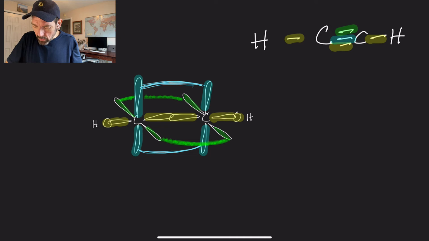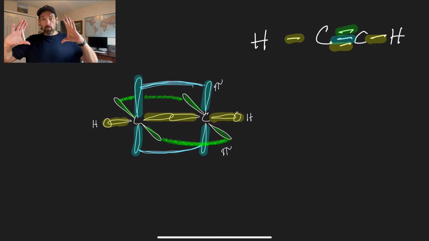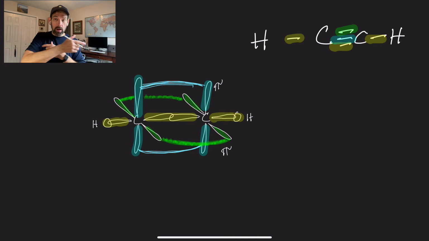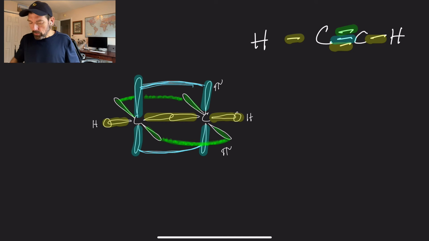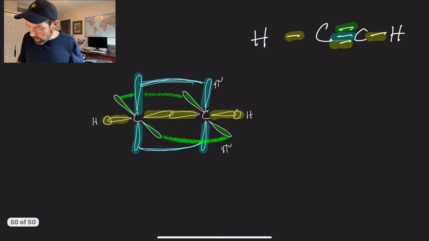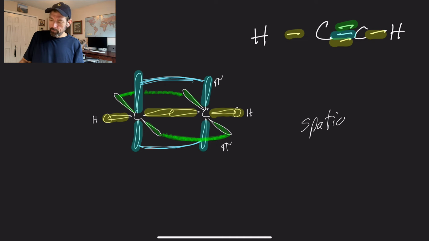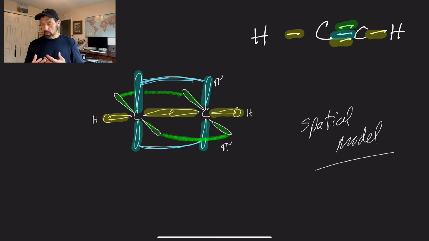So this is a pi bond, and this is a pi bond. Everything that's blue is one pi bond. Everything that's green is one pi bond. Remember, it's overlapping on this axis, and it's overlapping on this axis, back and forth, back and forth, back and forth, back and forth. So this would represent what we call a spatial model. All right, sort of modeling how things are taking up three-dimensional space.